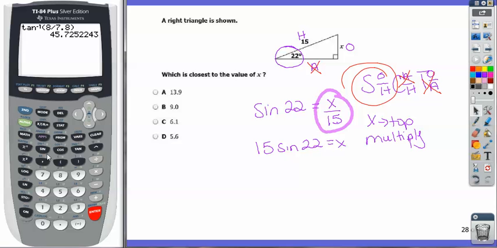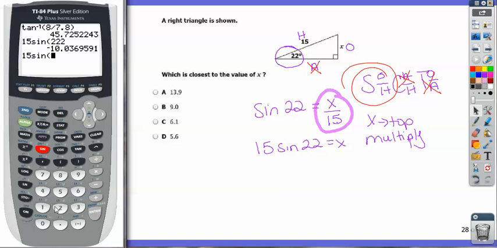So when I go over here, I say 15 times sine of 22. Oh, that says 222. That's probably why it's super big. And what do I get? 5.61.